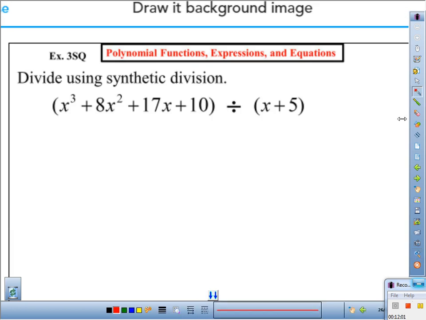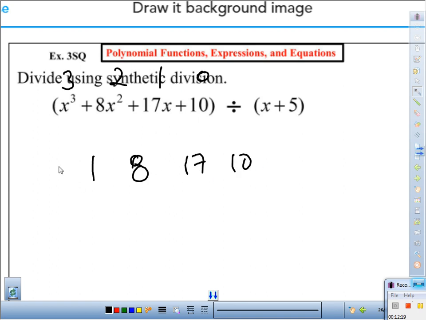Okay, here goes the process one more time. Is it in standard form? Yes. Are all powers accounted for? Let's see. 3, 2, 1, 0. Yes. So then I write, what is the coefficient here? 1, 8, 17, 10. And I'm going to divide by negative 5. Does everybody know where I got that from? Yeah, you put that equal to 0 and solve for x.